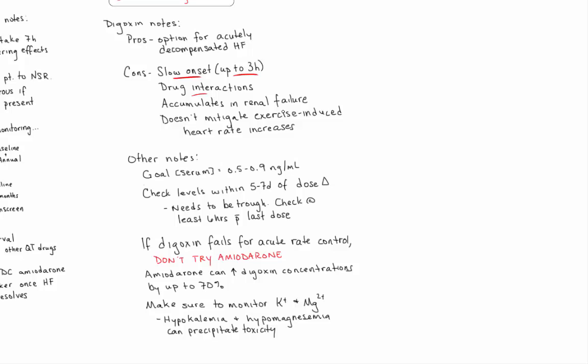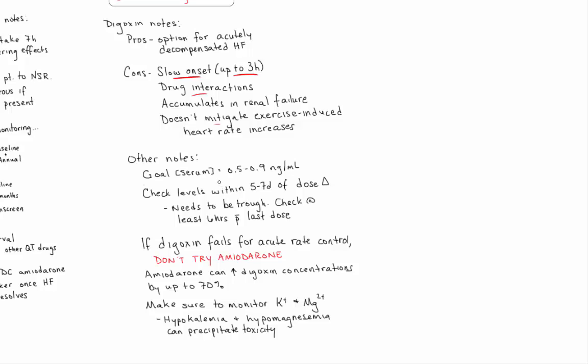It accumulates in renal failure, so you have to use caution if they have any degree of renal failure. You can still use it, you just have to keep a close eye on the serum digoxin levels. So you'd still use a normal loading dose, but then with oral therapy you'd have to adjust the dose based on renal failure. And the other thing is that for long-term management of AFib, it doesn't mitigate the exercise-induced heart rate increases that you'll see.